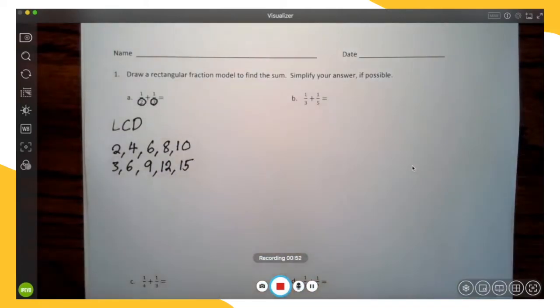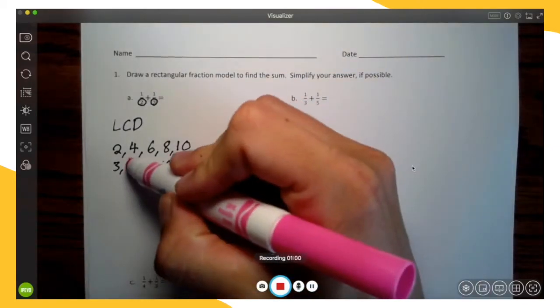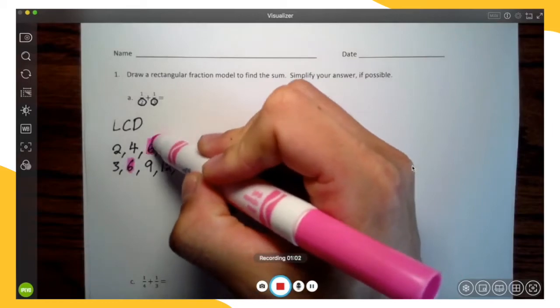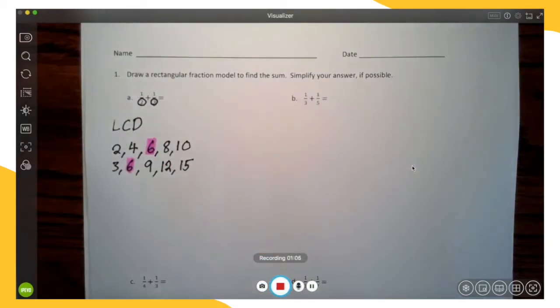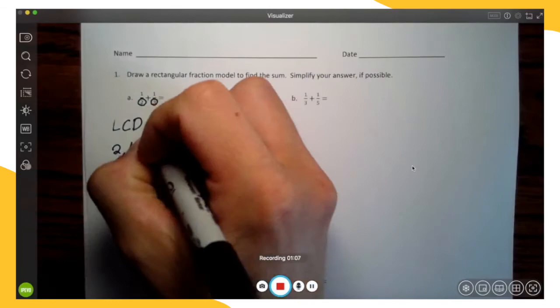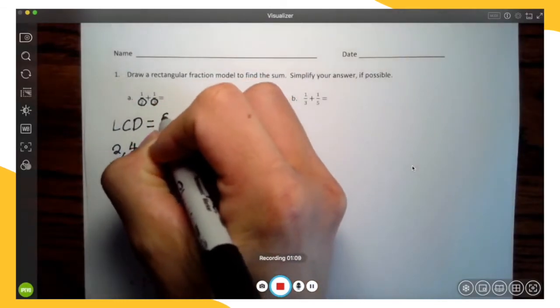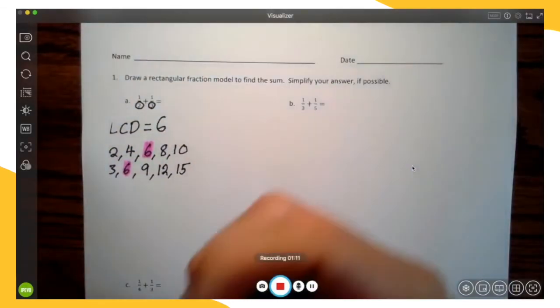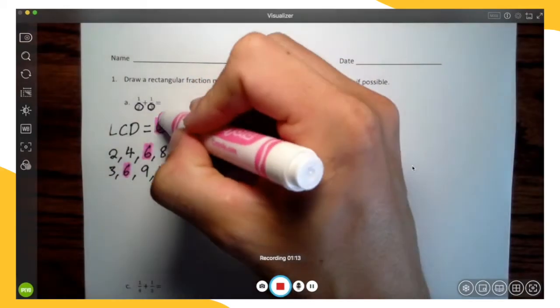Now we need to look for the smallest number that appears in both lists. What's the smallest number in both lists? You can see 6 is the smallest number in both lists, so 6 is our lowest common denominator. Awesome. Now that we found that, we can start converting our fractions.